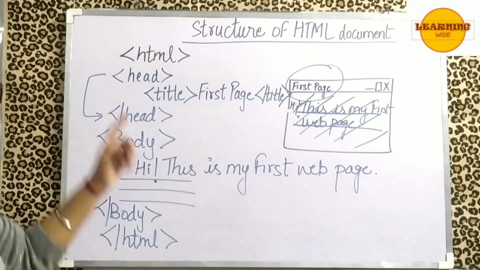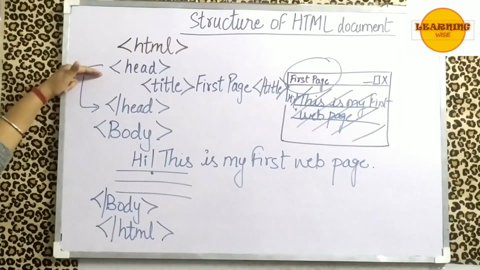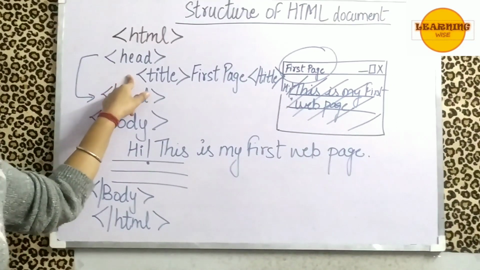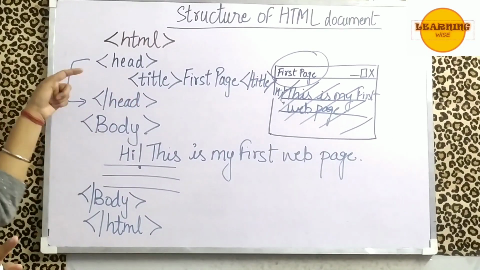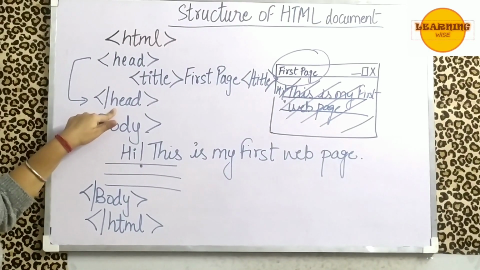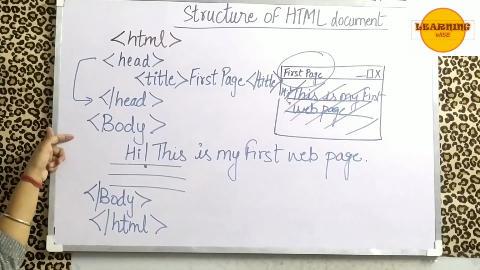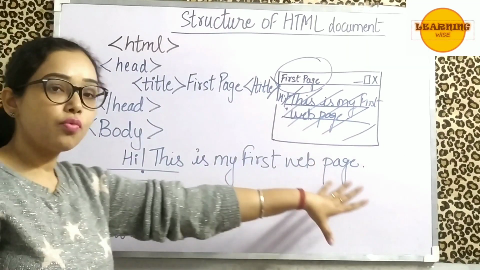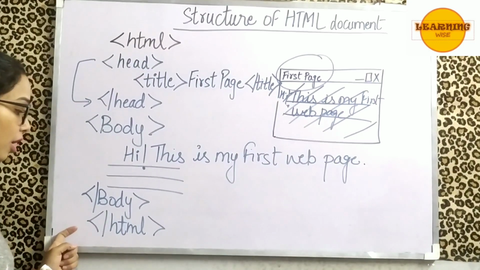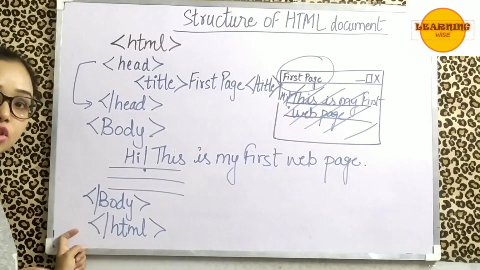Okay. Initially, it has to be HTML followed by the head. Then the head has to only and only contain title, nothing else. Okay. Then you are going to close the title tag followed by closing the head tag. Then you are going to open the body tag. You will write whatever you want to write. Okay. And you are going to close the body tag. And afterwards you are going to close the HTML tag.